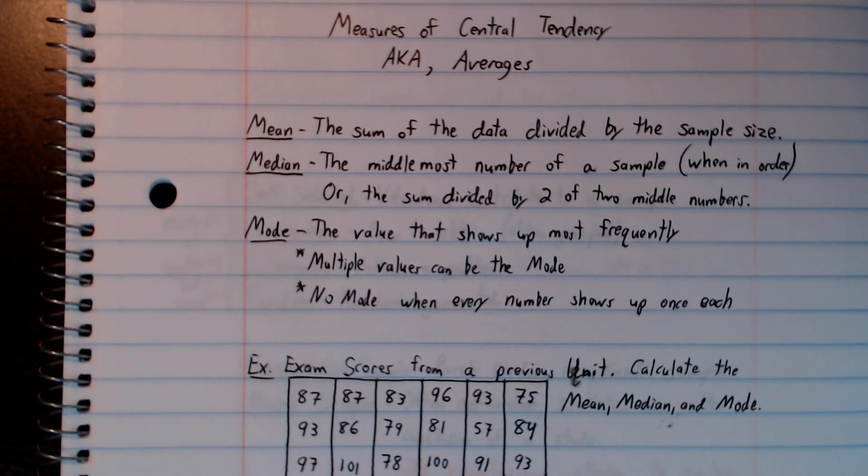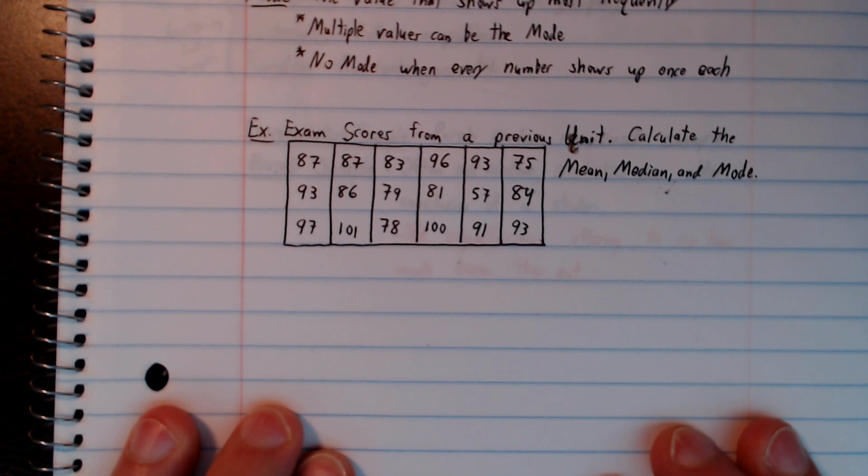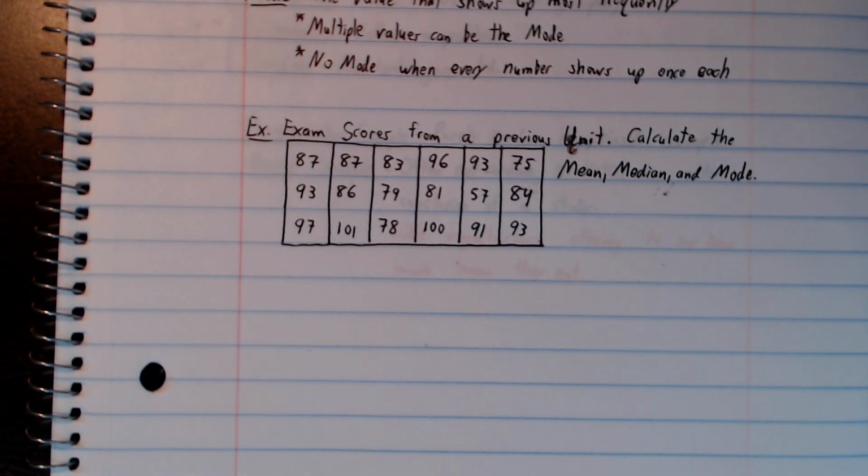Anyways, so we're going to look at an example. Here's some exam scores from a previous unit, and they're going to ask us to find mean, median, and mode scores here. So go ahead and copy that, and then we're going to go out and do some of these problems.